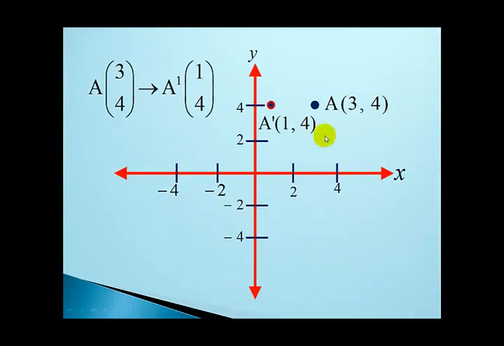Now the coordinate of A is (3, 4). So we have 3 on the x axis and 4 on the y. This is the point. And the image A prime has now given us (1, 4). So we have 1 on the x axis and 4 on the y axis. And so this is the point A prime (1, 4).